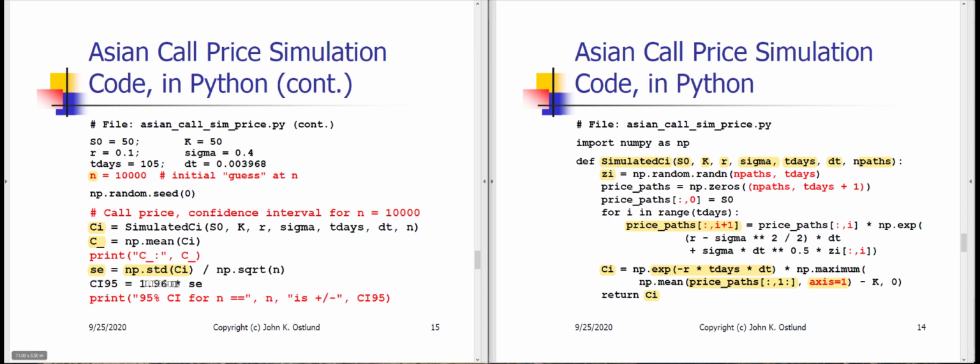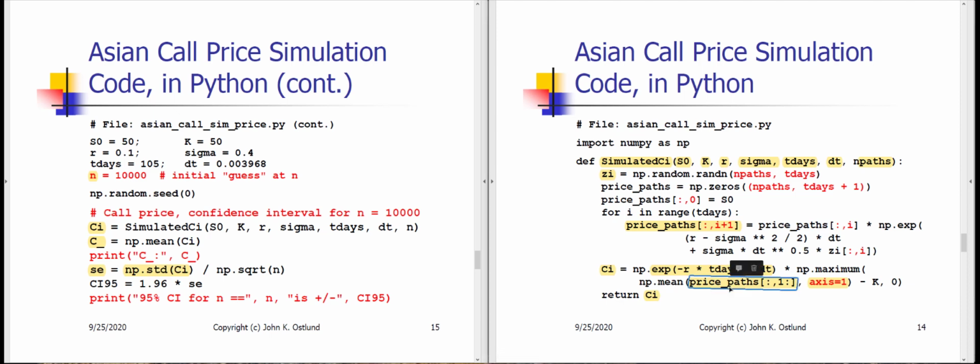Now, we could be lucky, and it could be that this confidence interval that we get from setting n to 10,000 is within plus or minus half a penny. It's very unlikely, but that could happen. But let's assume in real life that we're not that lucky, that the confidence interval is too wide, and we need to pick a better value for n.